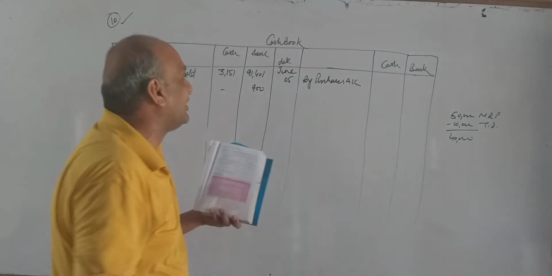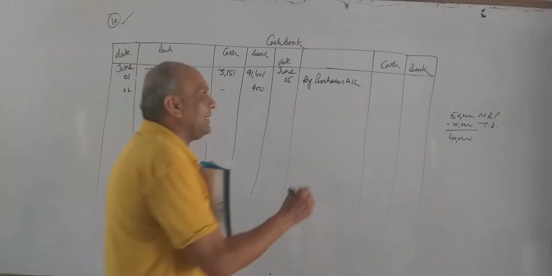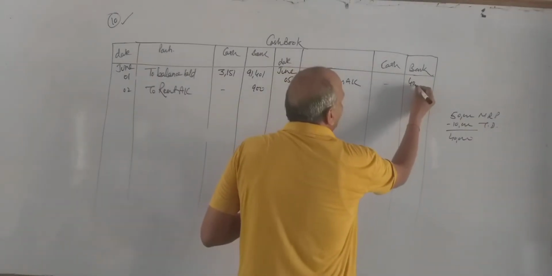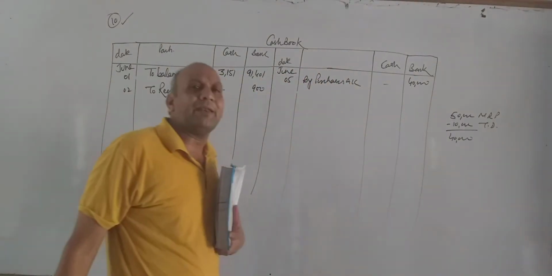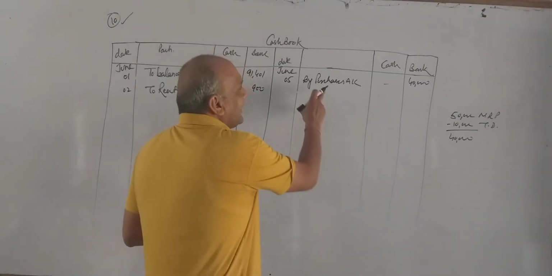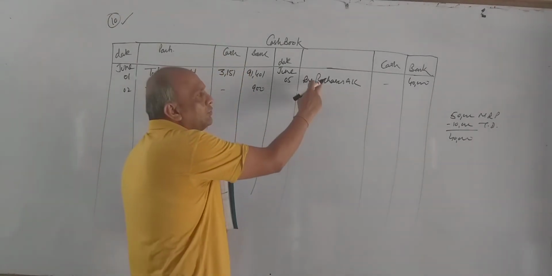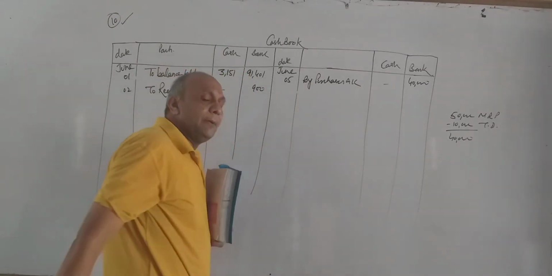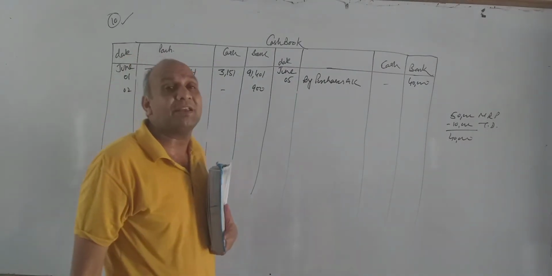Payment made by check. So where I am going to write this entry, dear friends? I am going to write this entry in the bank column. I think you understood the reason. And if I ask you to pass the entry for it, what will be the entry for this purchase? Purchase account debit to bank account.